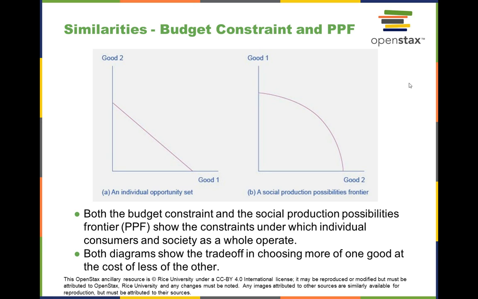Similarities, budget constraint and the PPF. Both the budget constraint and the social production possibilities frontier show the constraints under which individual consumers and society as a whole operate. Both diagrams show the trade-off in choosing more of one good at the cost of less of the other.